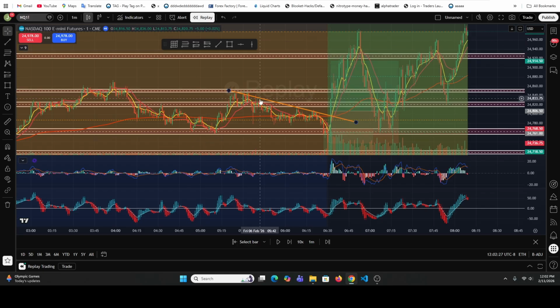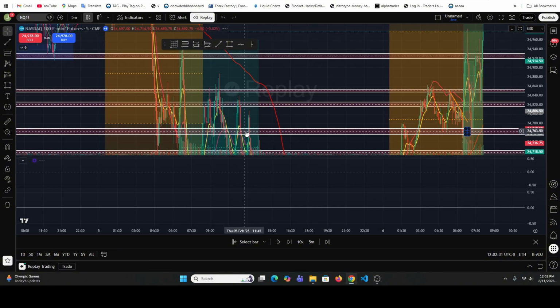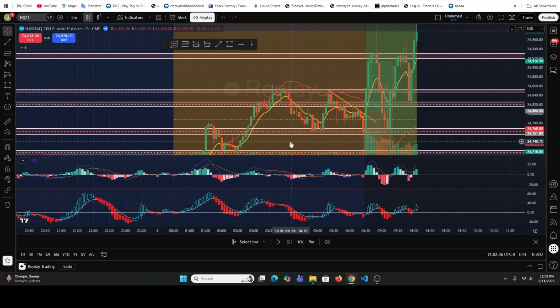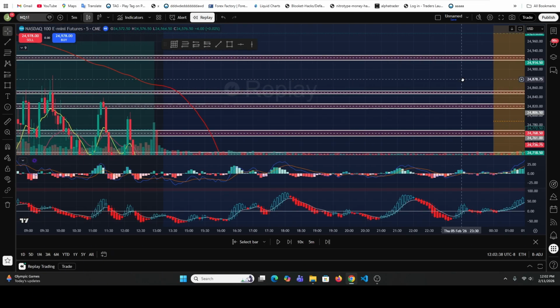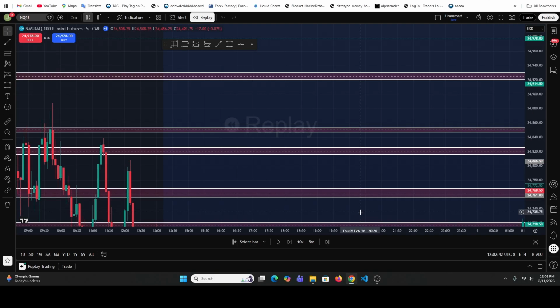Is it the TP2? And again, this is where backtesting comes in. This is where you say, okay, well, you know what? With this particular strategy, I consistently see it hit TP1 and I'm good with that. And I'm going to go about my day and I'm going to come back tomorrow and I'm going to do it again.